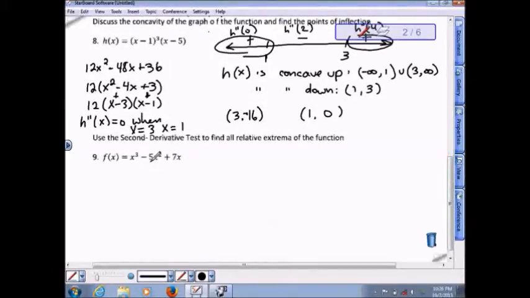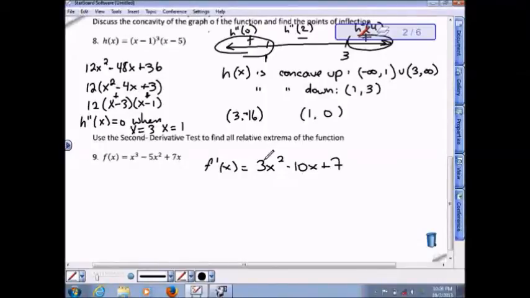Okay, now question 9, second derivative test. Got to pay really close attention. The second derivative test can kind of get mingled with the first derivative test if you're not paying close enough attention. So we start with the first derivative and find the critical values from the first derivative, and we take those and plug them into the second derivative to test the sign of the critical values in the second derivative. So the first derivative is 3x squared minus 10x plus 7.